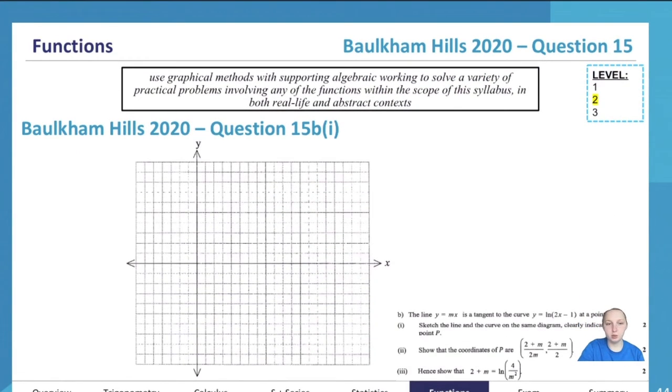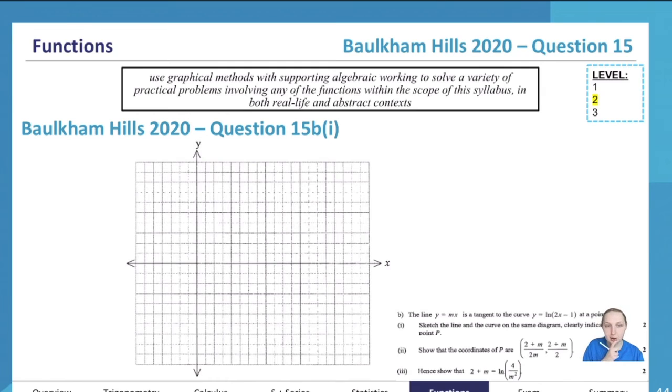So immediately what we want to be thinking about is the line y equals mx is a tangent to the curve y equals ln 2x minus 1 at a point P. So y equals mx means we are going to have a straight line that is going to go through the origin because we don't have a plus c. So bear with me. Actually, I might draw the curve first.